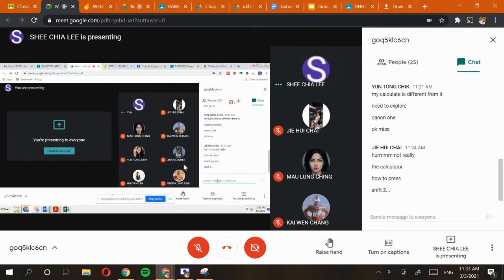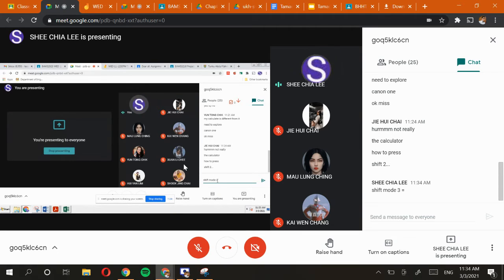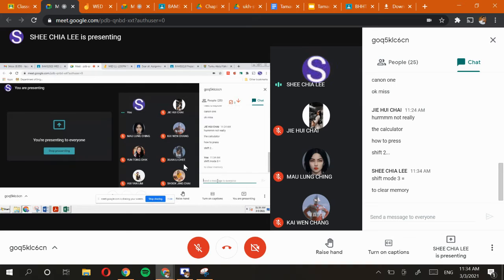Shift mode, 3 equal to clear memory. Okay, every time after you have done one, maybe you clear memory. I just worried later the calculator actually mixes together what you have keyed in before this. So better after you have done one question, then you clear memory, only then you check the next one.